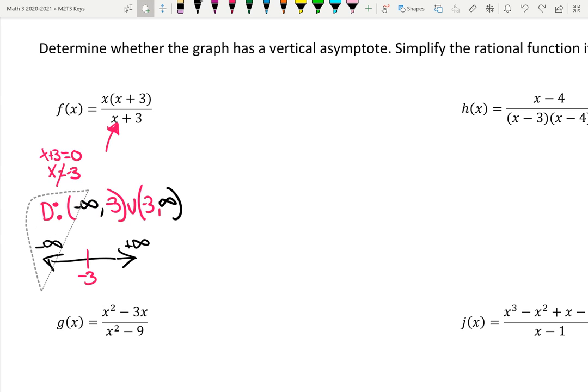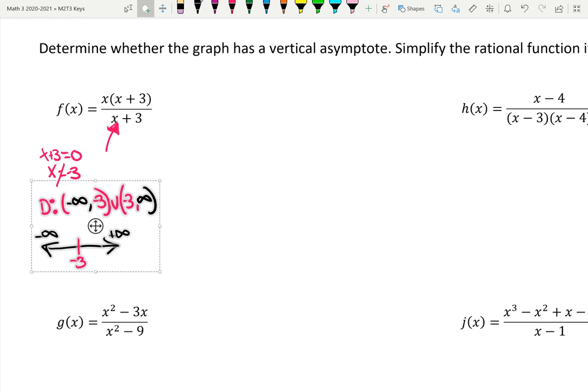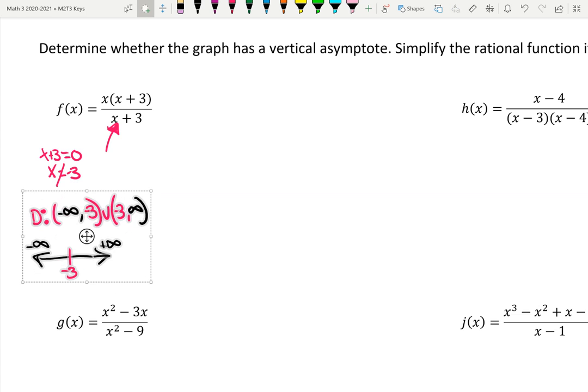Okay, now comes the fun. We need to simplify this function. And essentially what you're going to do is look for opportunities where you see x plus 3 on both sides. Now, I want you to understand that in this denominator, there is a grouping symbol around this x plus 3.